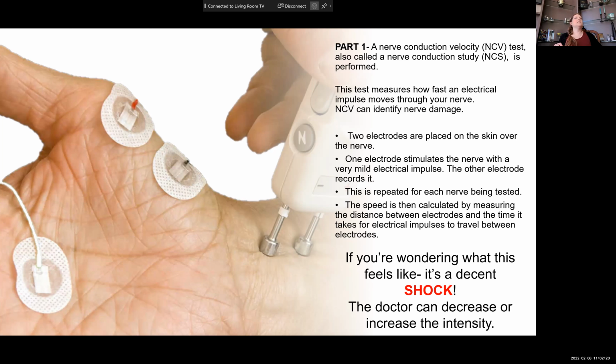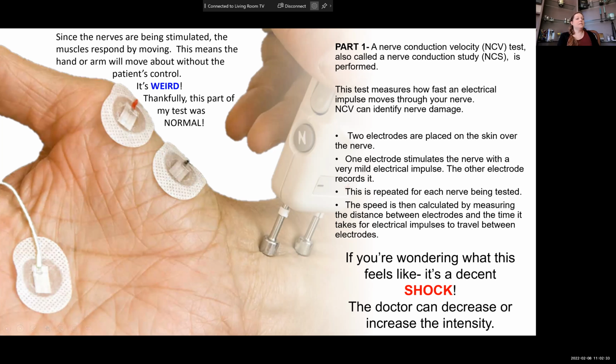The first one, like he said, is a zinger. And he was right. The first one was a zinger. I was like, whoo! And then you kind of adapt to it. You settle in and get used to it, and he can increase or decrease depending on what you tolerate. Since the nerves are being stimulated, the muscles respond by moving, which means your hand or arm moves totally without your control. It's freaking weird.